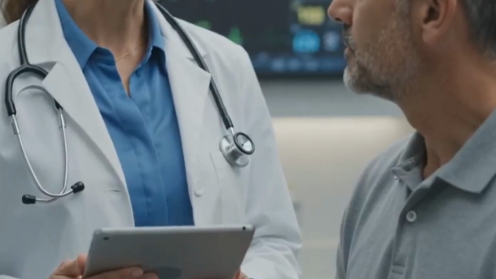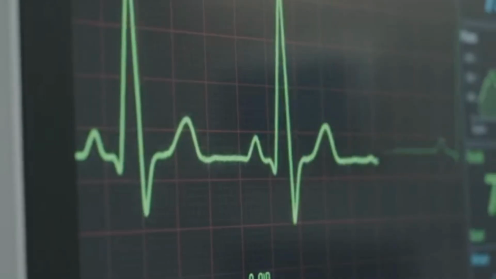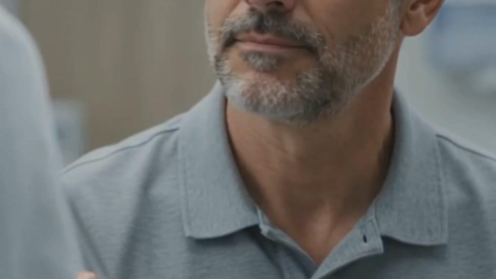An arrhythmia is an irregular heartbeat. It can be too fast, which is tachycardia, or it can be too slow, called bradycardia. Some may have no symptoms at all.